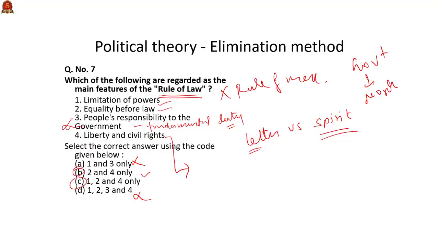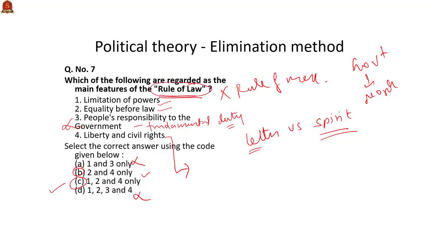Now 1 to 4 and 2 4. 1 to 4 means limitation of power, equality before law and liberty and civil rights. Now 1 will definitely be coming. 2 also will be coming. So naturally you can settle for C. In option B, they have not mentioned number 1. Rule of law, necessary limitation of power will come. So here, by elimination method only we are arriving at the answer.